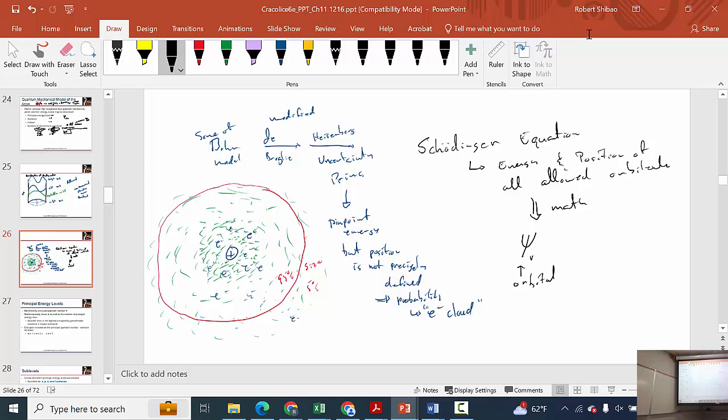We see a certain pattern, and the pattern is going to depend on 3 variables, n, l, and m. These are the allowed states for the electron.